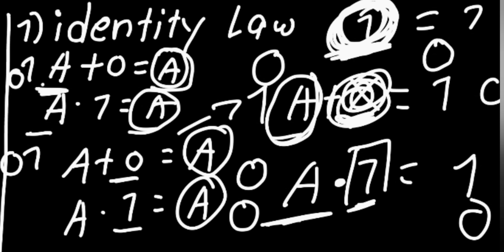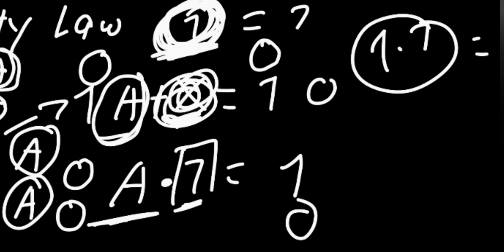The output depends on the identity of A. If A is 0, the answer will be 0. If A is 1, the answer will be 1. Now let's learn about the second law, which is just the opposite of this. That is the null law.